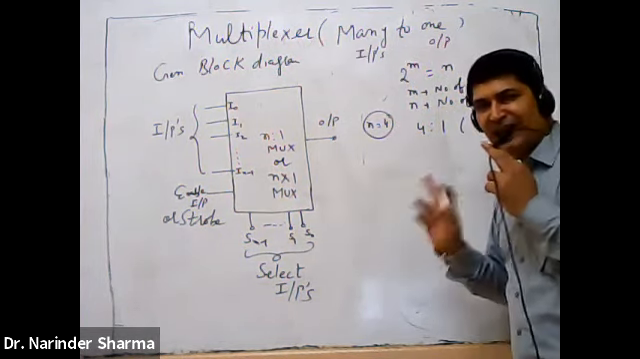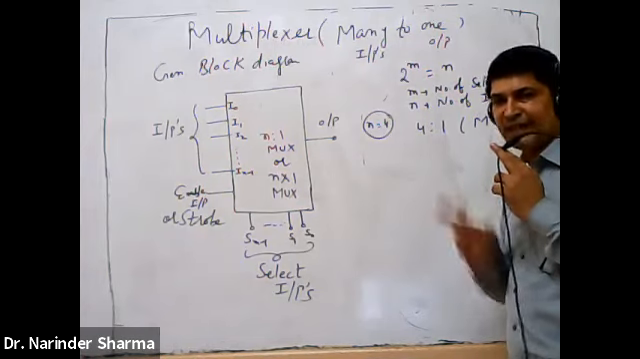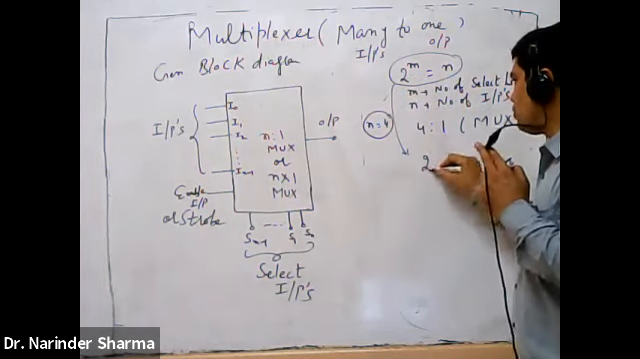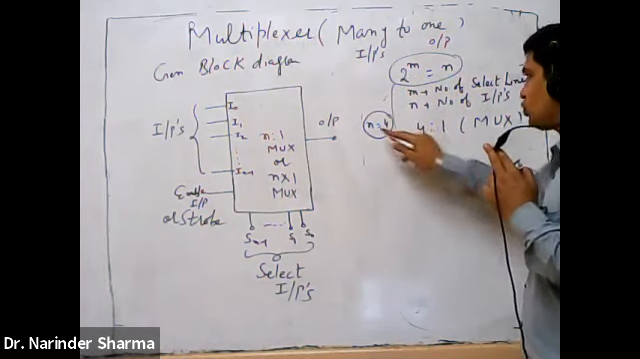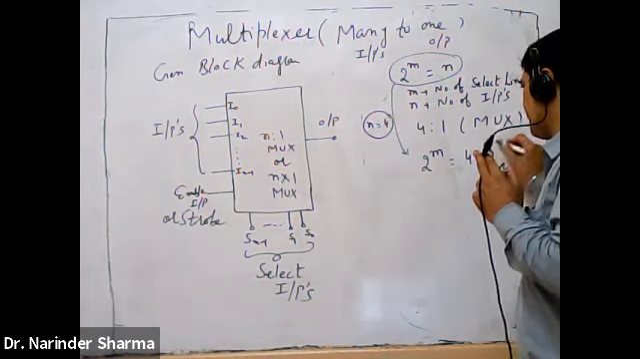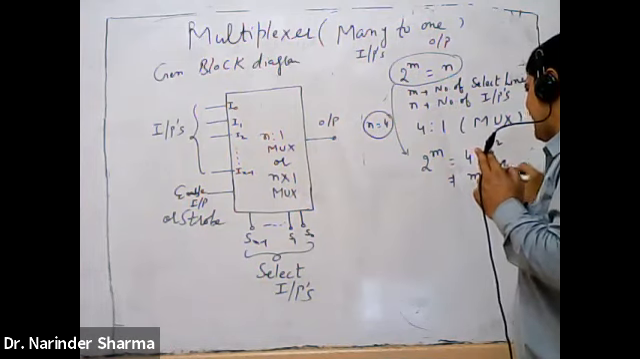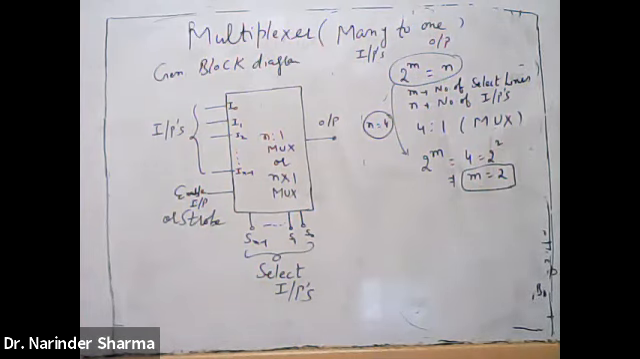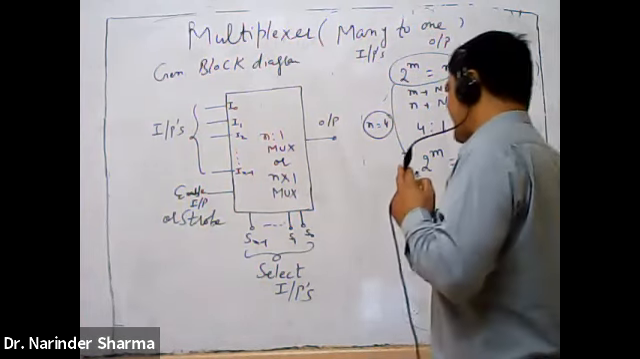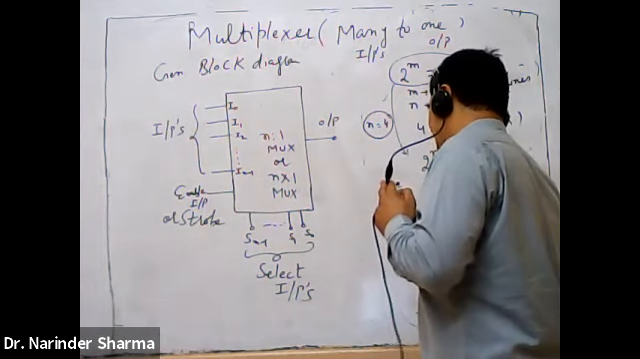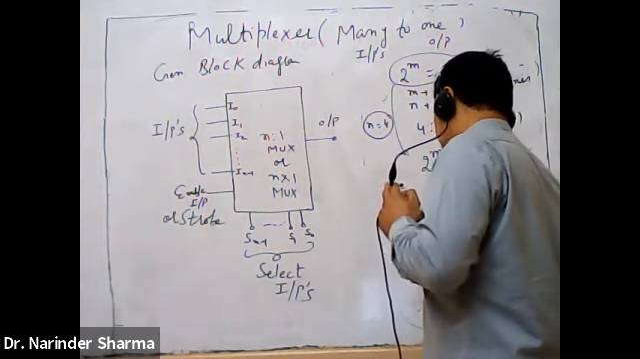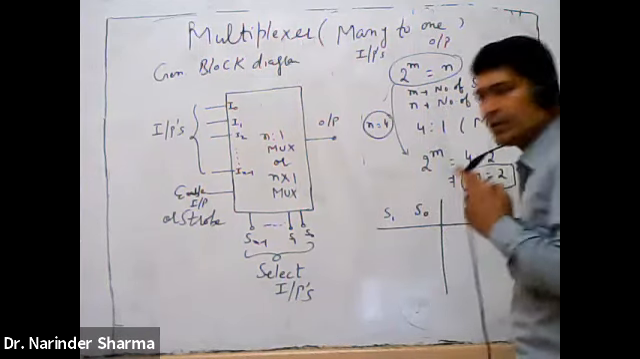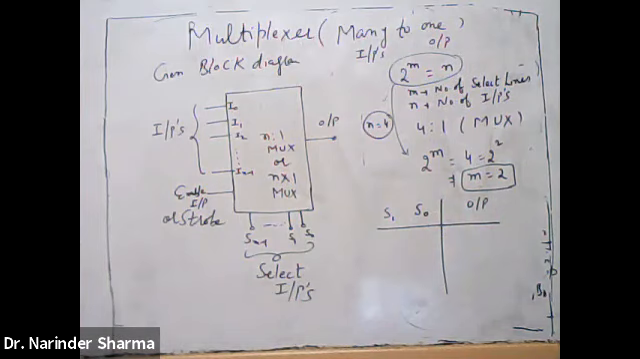How many select lines are required to design this mux? It is based on this formula, 2 raised to power m equals n. So n is 4. How many select lines are required? 2 select lines are required. So the 2 select lines are denoted as S1, S0. This would be your output.